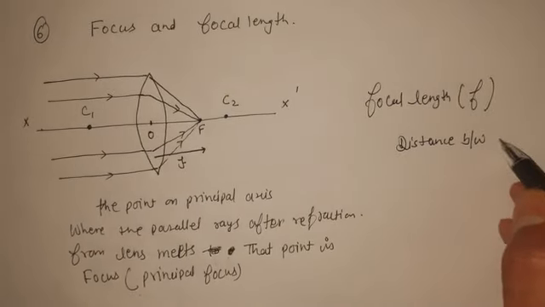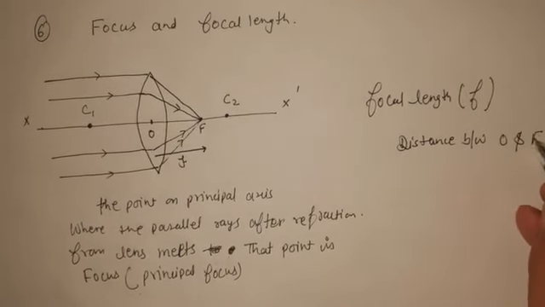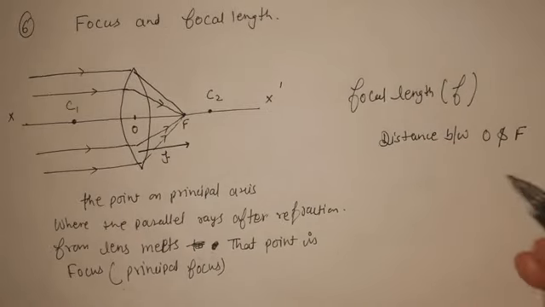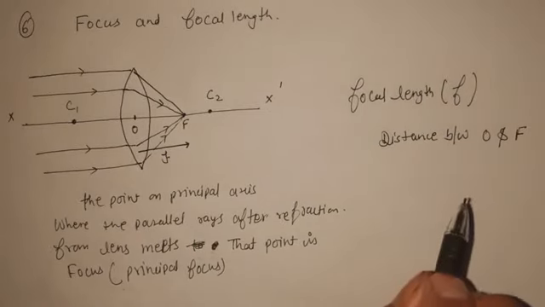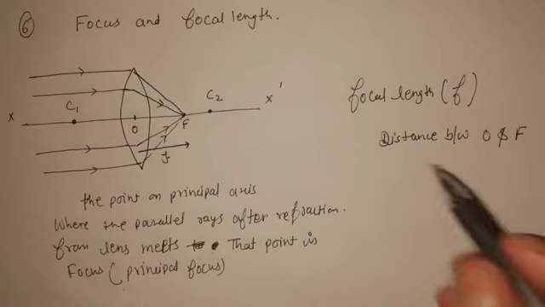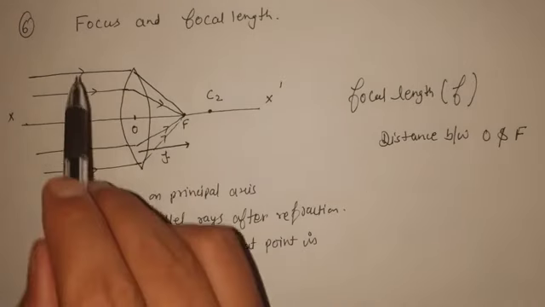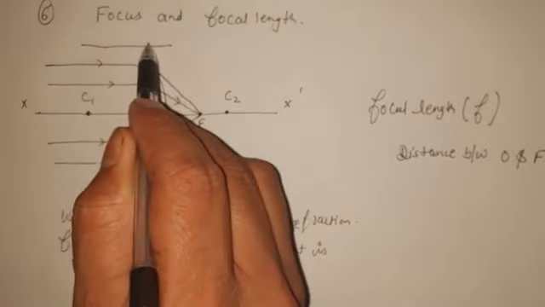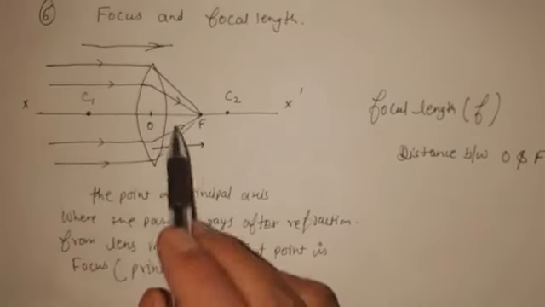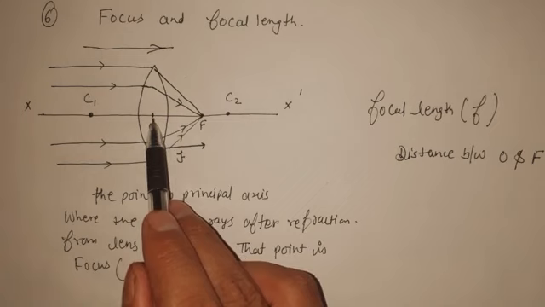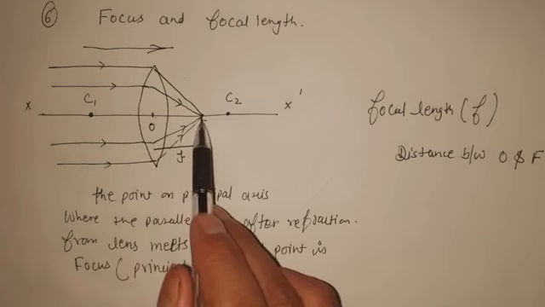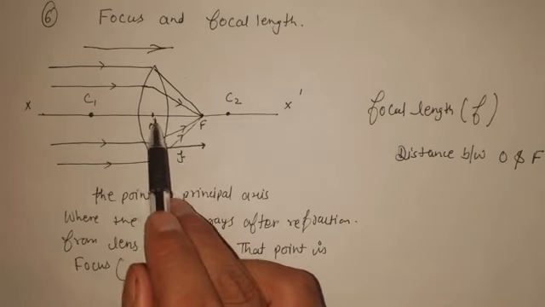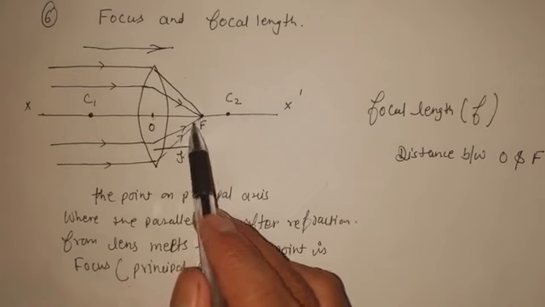Now the seventh point that we are taking is the focal plane. Students, here I have a convex lens, and here is a ray of light which passes through its optical center. We know that this will pass undeviated, so that point within the lens we call the optical center.